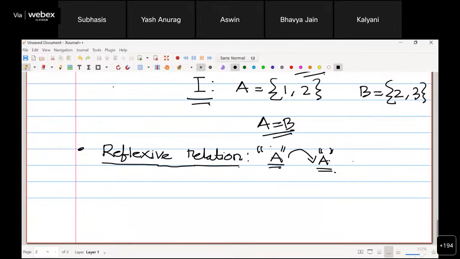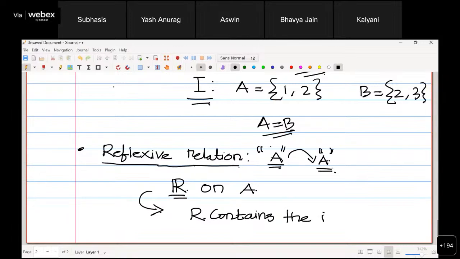Suppose I have a relation R on a set A. When you say that R is a reflexive relation on the set A, it means R contains the identity relation. That is the only requirement. If R contains the identity relation, then R is a reflexive relation. That's all. You don't need anything else apart from this condition.